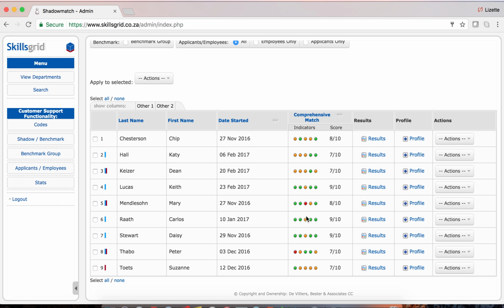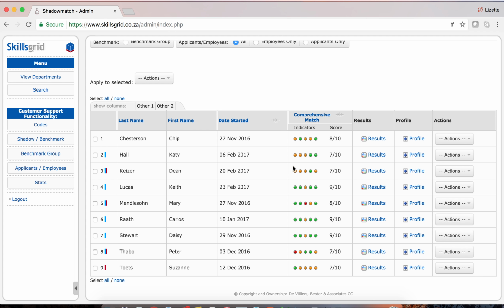robot or color indicators according to the 5 groups of skills that we measure, as well as a final score out of 10. So if I mouse over, I can see that the top person, Chip Chesterton, scores amber on people skills. He scores a green robot on communication skills, an amber traffic light on technical skills, amber traffic light on management and planning, and a green indicator on cognitive skills.